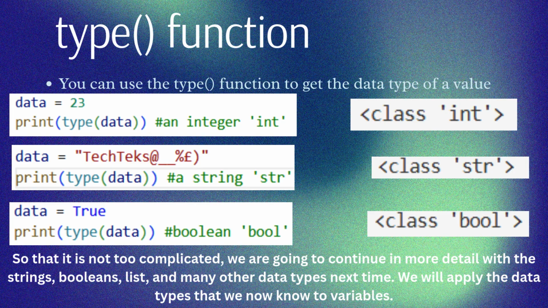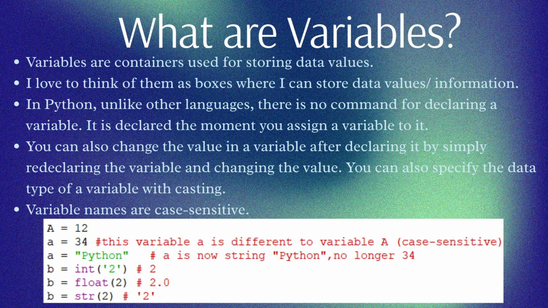Now, so that it is not too complicated, we're going to continue in more detail with the strings, booleans, list, and many other types. We're going to continue with that next time. But for now, we will apply the data types that we now know to variables. So, what are variables? Variables are containers used for storing data values. I personally love to think of them as boxes where I can store data values or information.